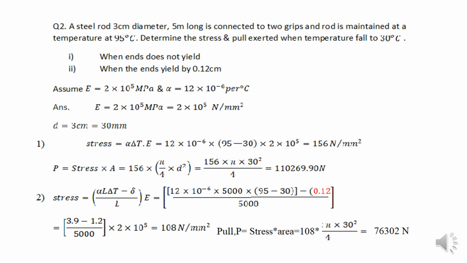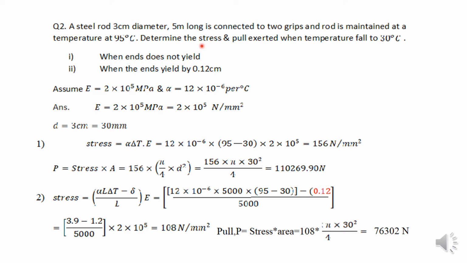A steel rod 3 cm diameter, 5 meter long, is connected to two grips and the rod is maintained at a temperature of 95 degrees Celsius. Determine the stress and pull exerted when the temperature falls to 30 degrees Celsius. Okay, so the question is regarding a rod which has a diameter of 3 cm and a length of 5 meter, which is connected at two grips and maintained at a temperature of 95 degrees Celsius. So we have to find the values of stress and pull when the temperature falls to 30 degrees Celsius.